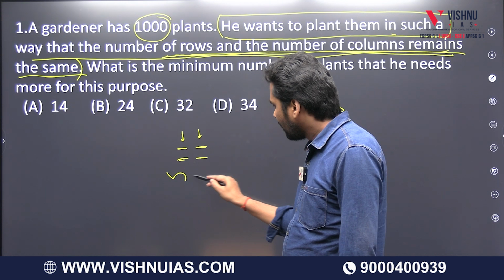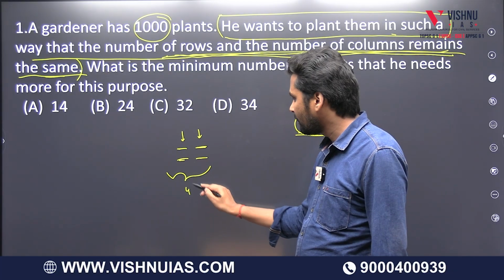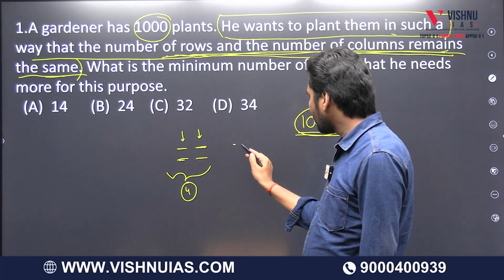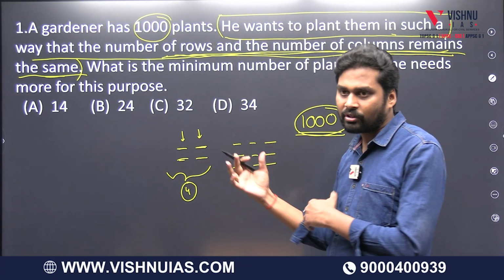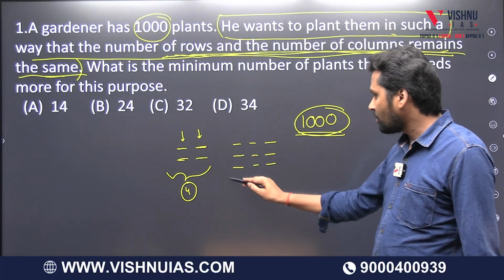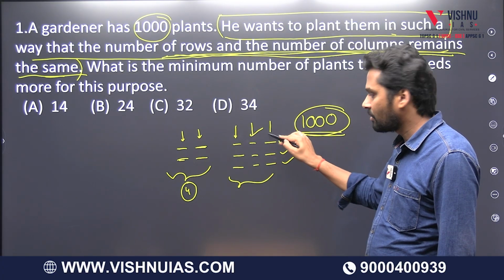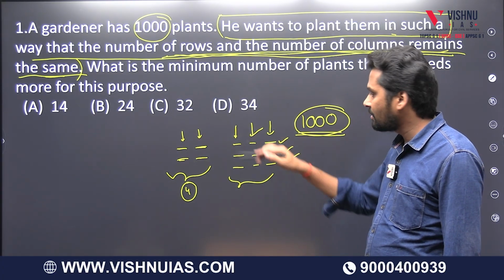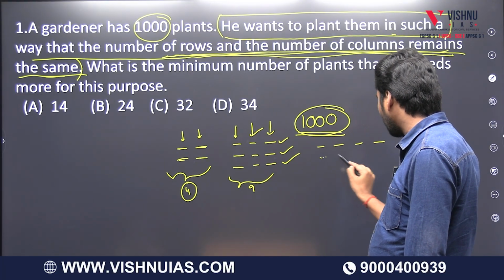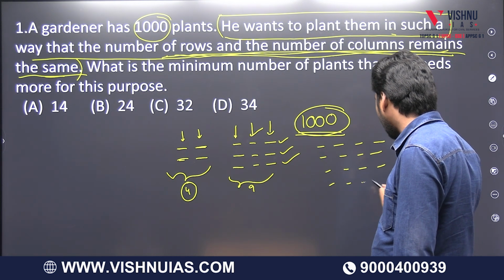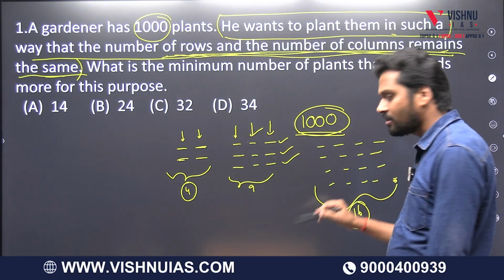Then tell me, what is the total number of plants he can plant? Total 1, 2, 3, 4, 4 plants, right? Similarly, suppose he wants to plant them in 3 rows and 3 columns, because the number of rows and the number of columns should remain same. What is the total number of plants he can plant? 1, 2, 3, 4, 5, 6, 7, 8, 9. Suppose let's take 4 rows and 4 columns, which means the total number of plants he is planting is 16.